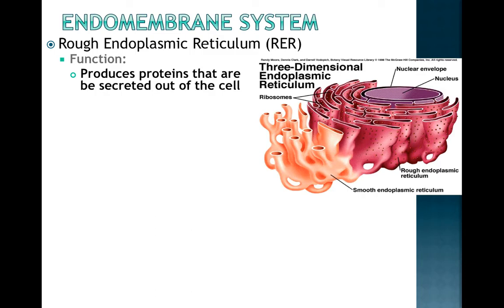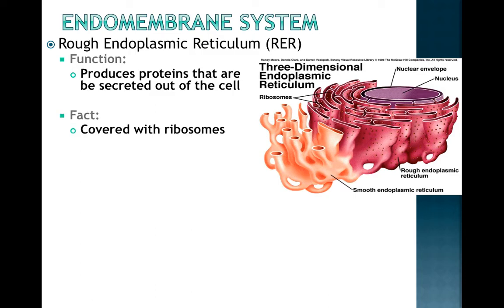So insulin that's going to be secreted from the cell is actually going to be made by the ribosomes that are attached to the rough ER. They're never going to be made by the ribosomes floating out in the cytoplasm. The ribosomes floating in the cytoplasm are specifically for the proteins that are going to stay inside of the cell and work. So any protein made in this rough ER is going to eventually exit the cell.